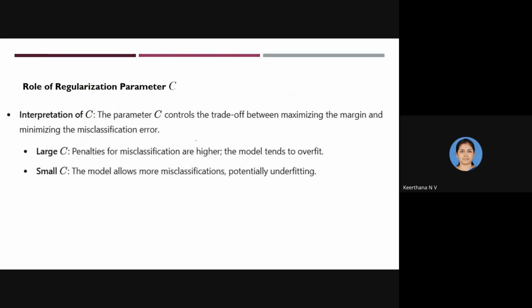So, the role of the regularization parameter. C is the regularization parameter here. If the slack variable is less than or equal to 1, the point is on the correct side of the hyperplane. If it is greater than 1, the point is misclassified. In order to prevent these types of cases, we go for a regularization parameter.